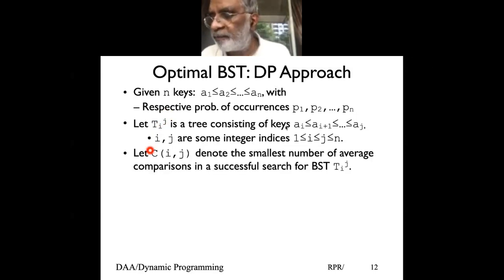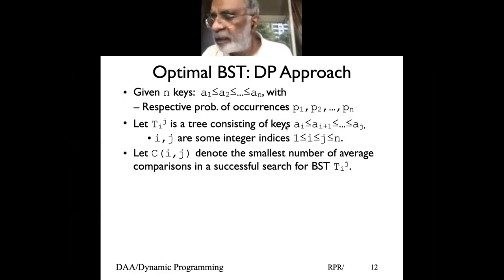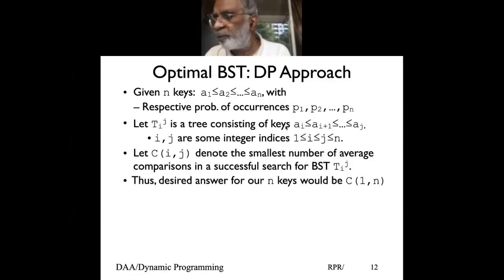and my average optimal search cost is Cij. So for a given tree Tij, there could be a number of trees between Ai to Aj, because the total number of nodes would be j minus i plus 1. I could have a number of binary search trees, but let's look at that Cij denotes my optimal search cost, and then how do you compute Cij? So our objective is to compute C1n, because given n keys, we need to find the optimal cost. So if we can find C23, let's say n is equal to 5.